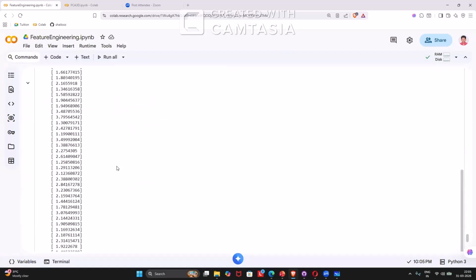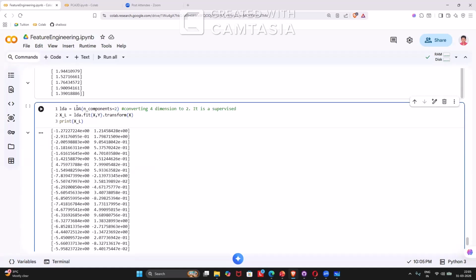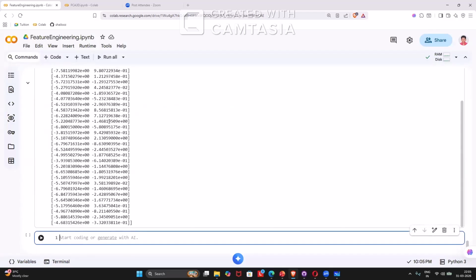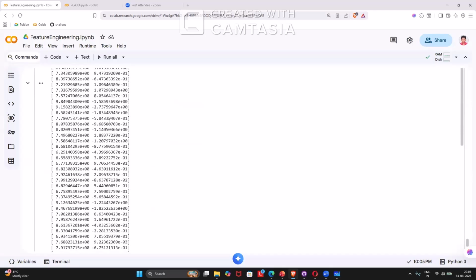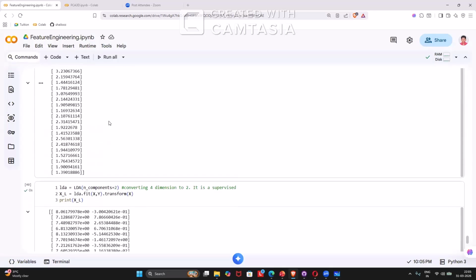And one more thing discussed here is called linear discriminant analysis, another kind of dimensionality reduction. There also, we can specify the number of components. So without losing the essence of the data, we can reduce the data into a smaller dimensional space. That is the advantage of dimensionality reduction. And one advantage is we can do it for feature extraction.